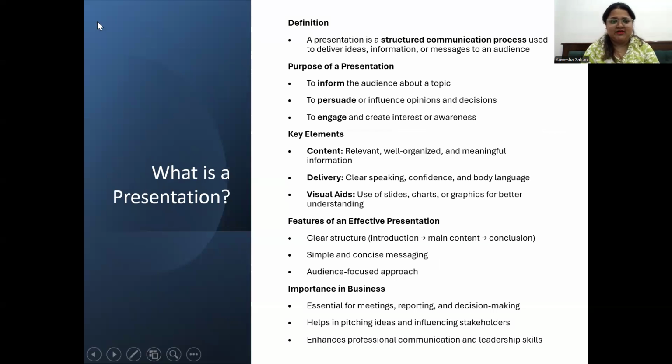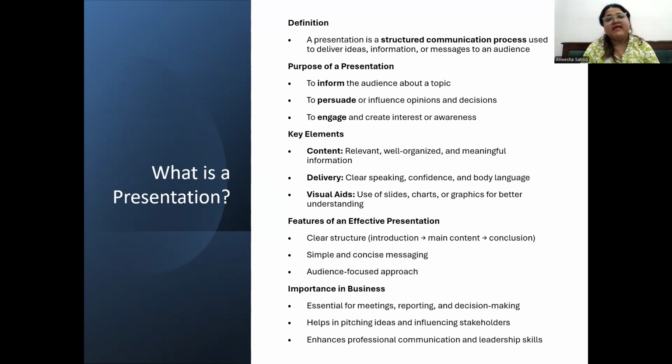So what is a presentation? A presentation is a communication process used to deliver ideas, information, or messages. The purpose of a presentation is to talk about some topic, to inform or to persuade or influence some opinion or decision you are about to present, to engage and to create interest or awareness.